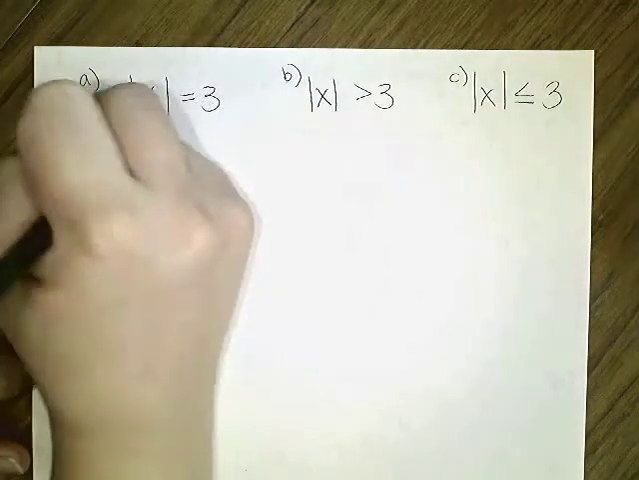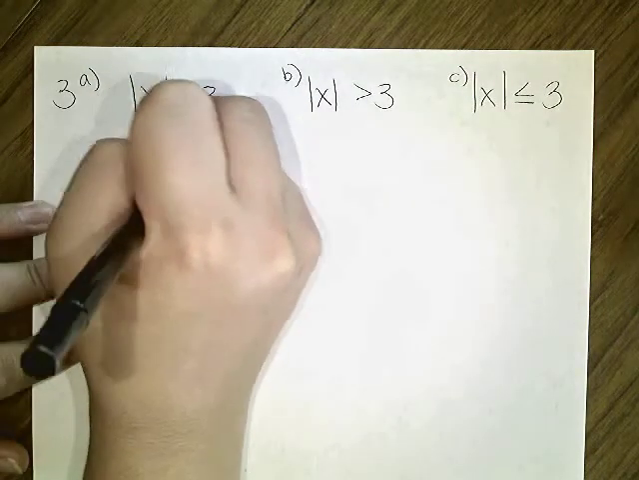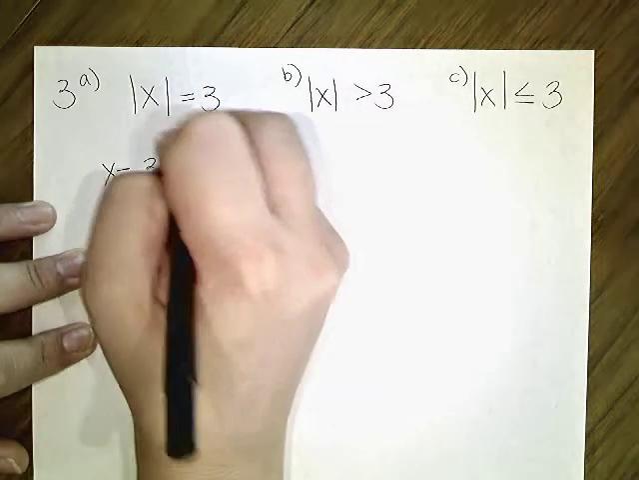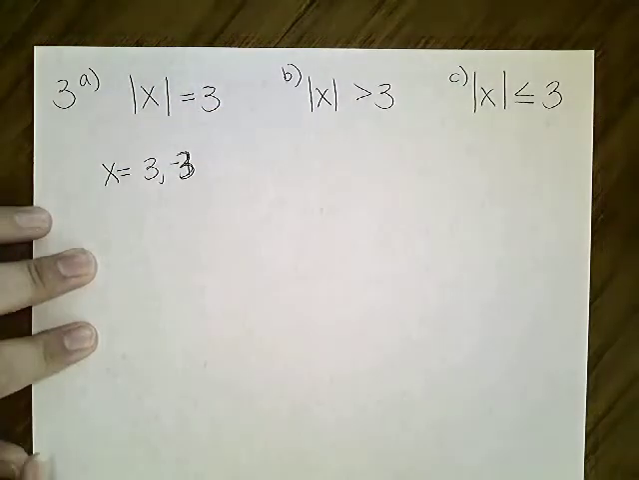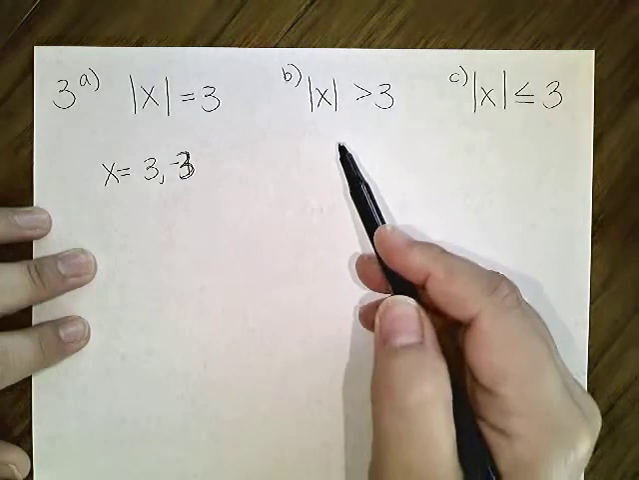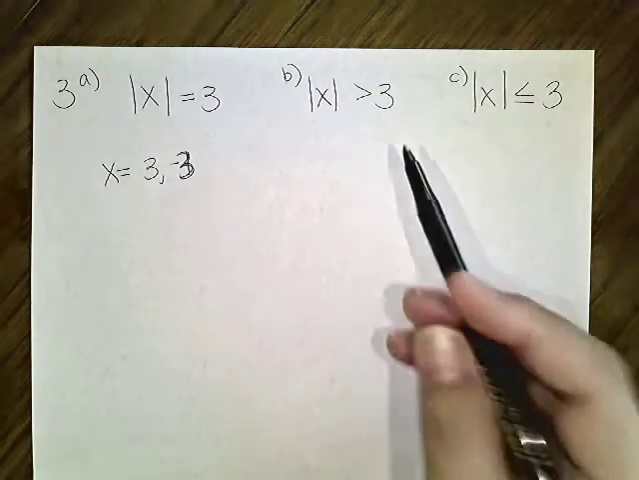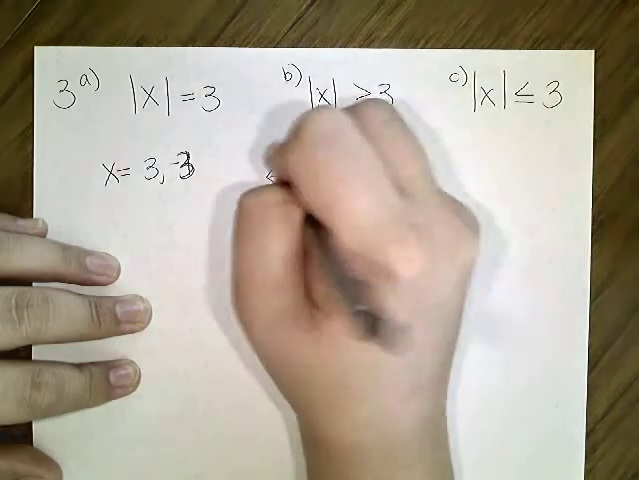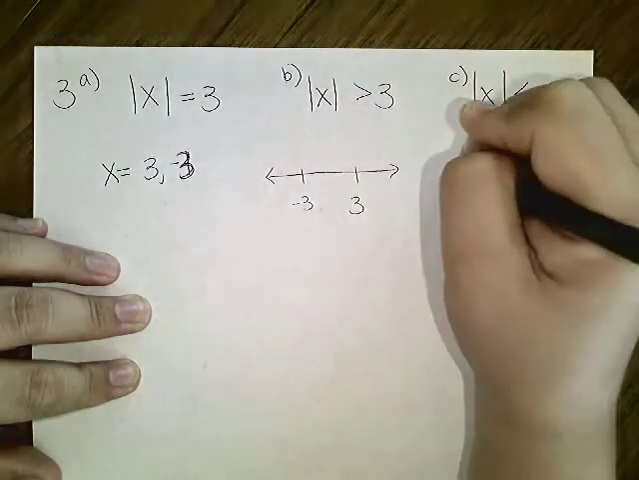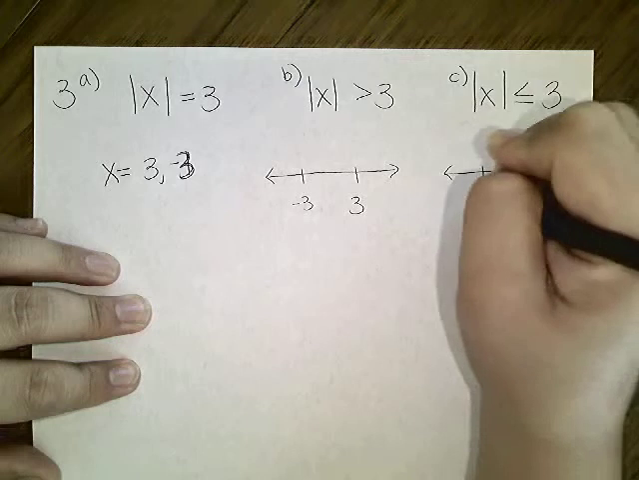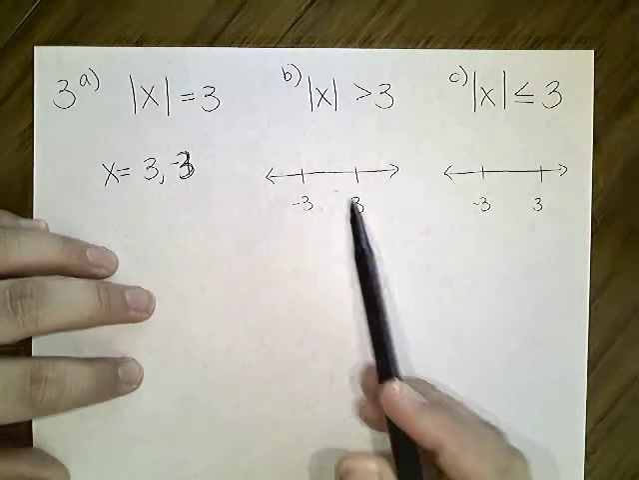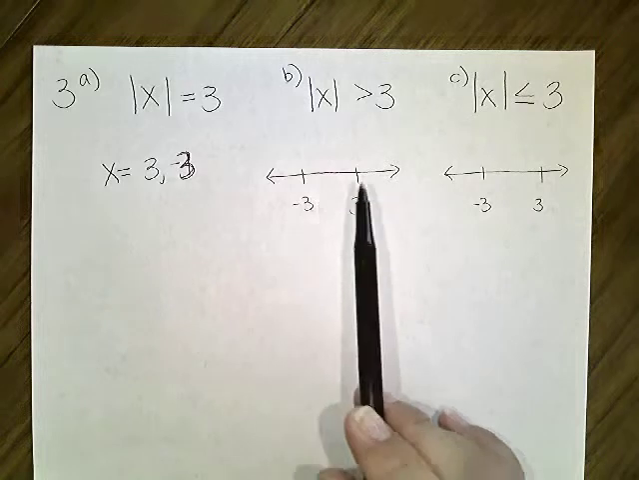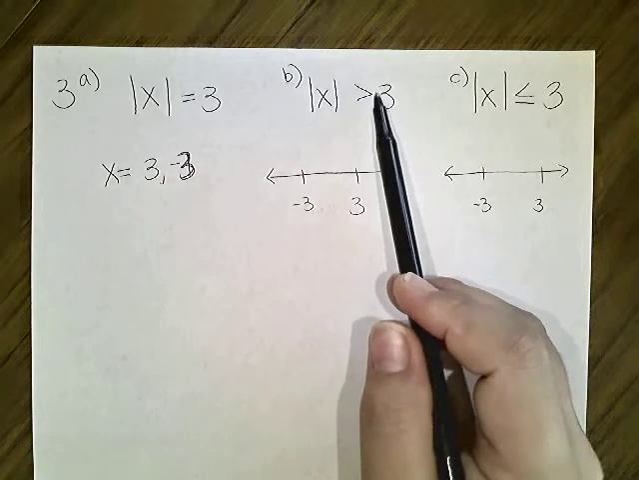So here we know that x is going to equal 3 or negative 3. For our inequalities, we can take these values and put them on a number line, negative 3 and positive 3. We're going to do that for each one of these, and look and say, what region is going to make this true?